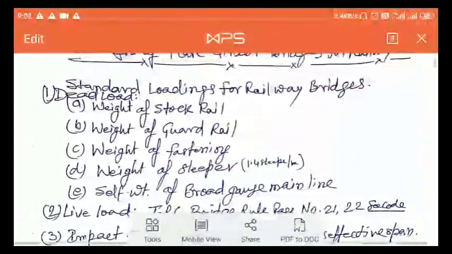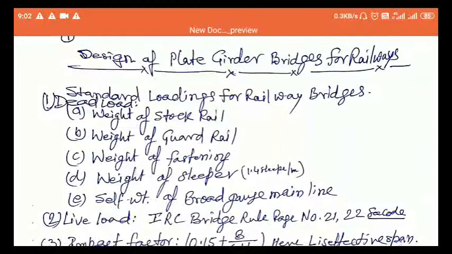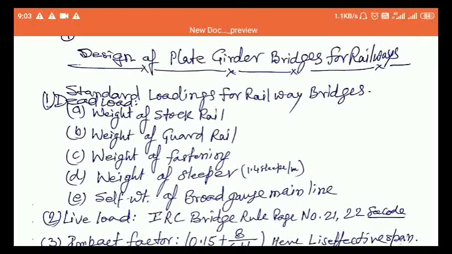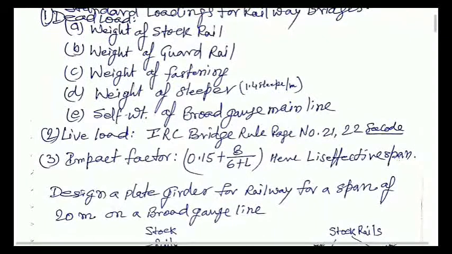So we have to look at some steps which will be used in designing the plate girder bridge for railways. First of all, we have to see the standard loadings for railway bridges. First we will take the dead load: the weight of the stock rail, second the weight of guardrail, third the weight of fastenings, and fourth the weight of sleeper, then the ballast of the broad gauge main line. This total will be the dead load.